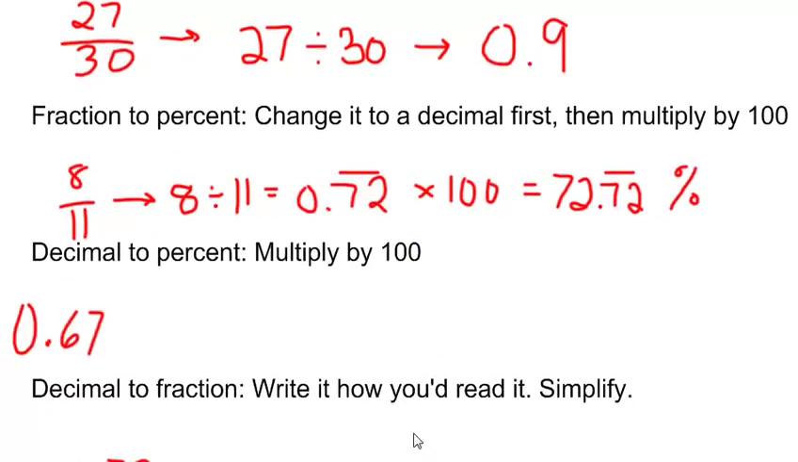To change a decimal to a percent, you simply multiply by 100. So 67 hundredths multiplied by 100 becomes 67%.